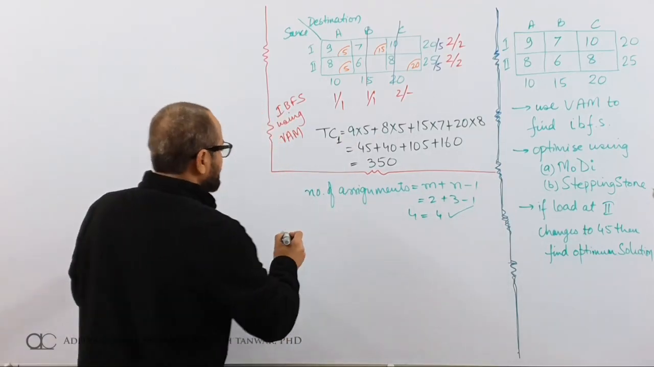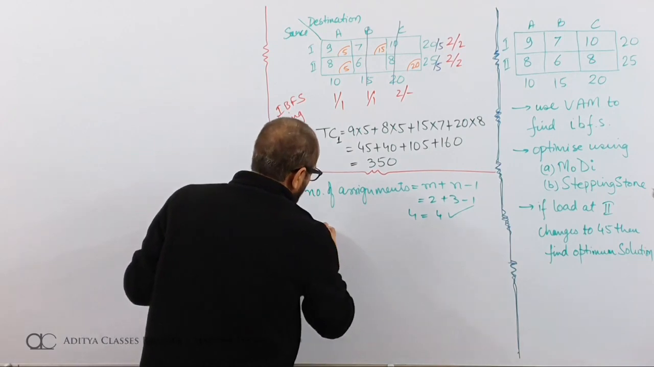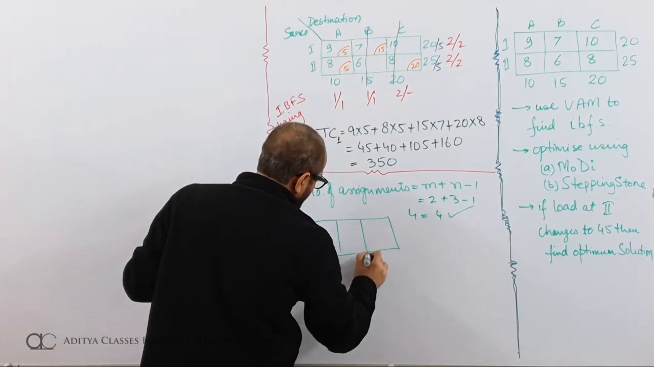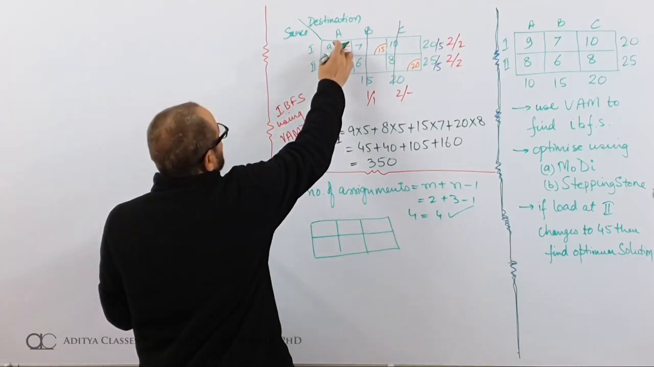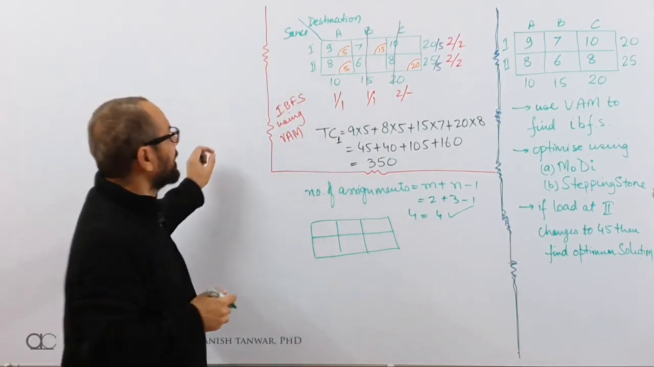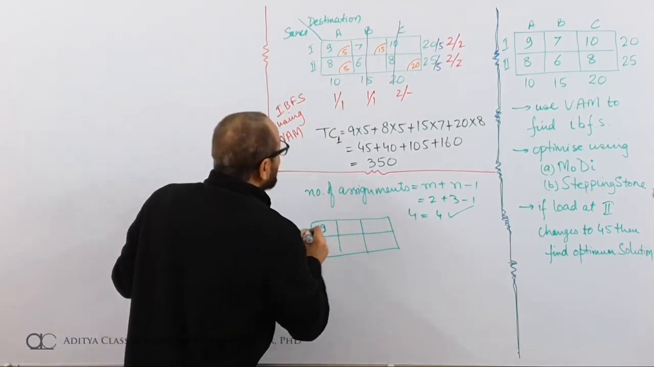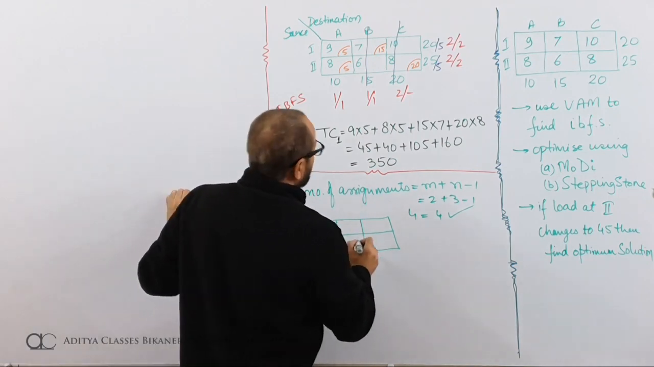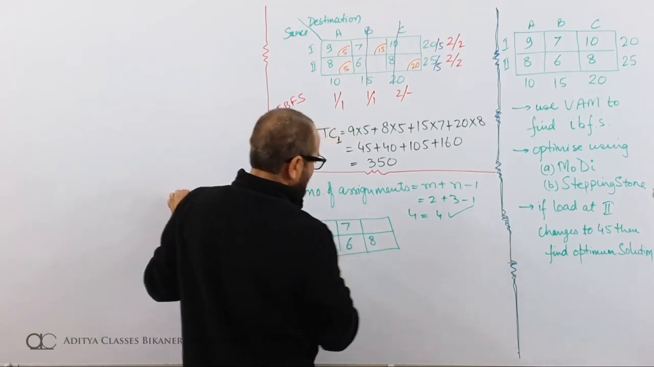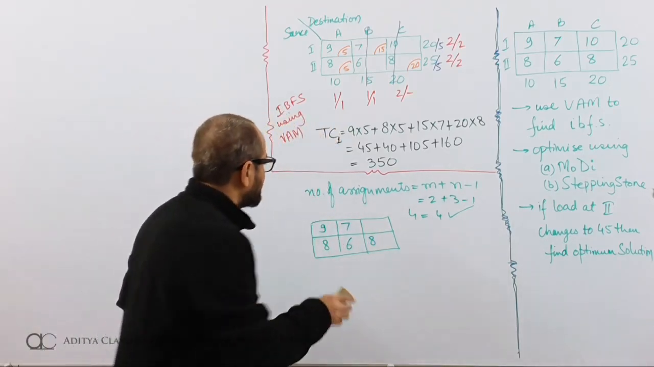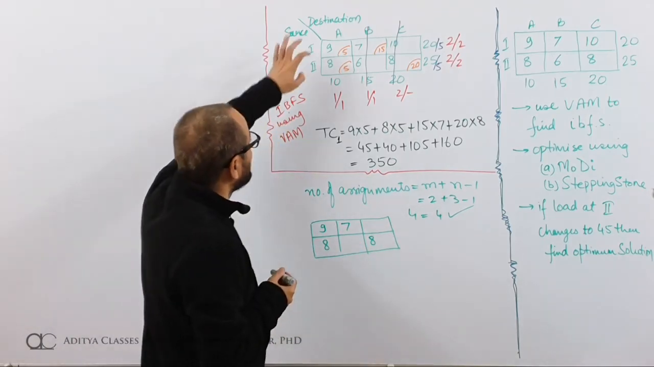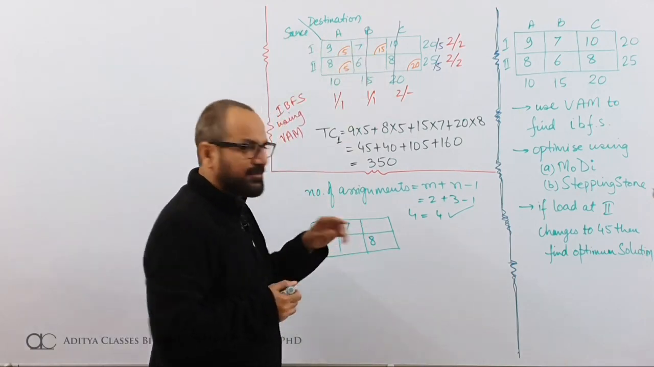Let me go ahead and use modified distribution. How do we use modified distribution? We transfer the costs of all the assigned cells. Assigned cells, costs, not the assignments, costs. In this case, distances. Distances of assigned cells. We have a 9, 8, 7 and 8. So my assigned cells are 9, 8, 7 and 8.